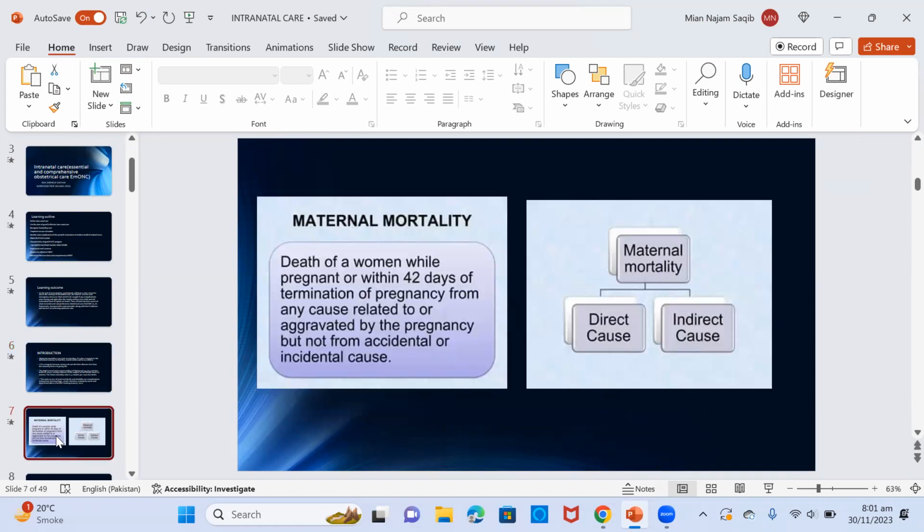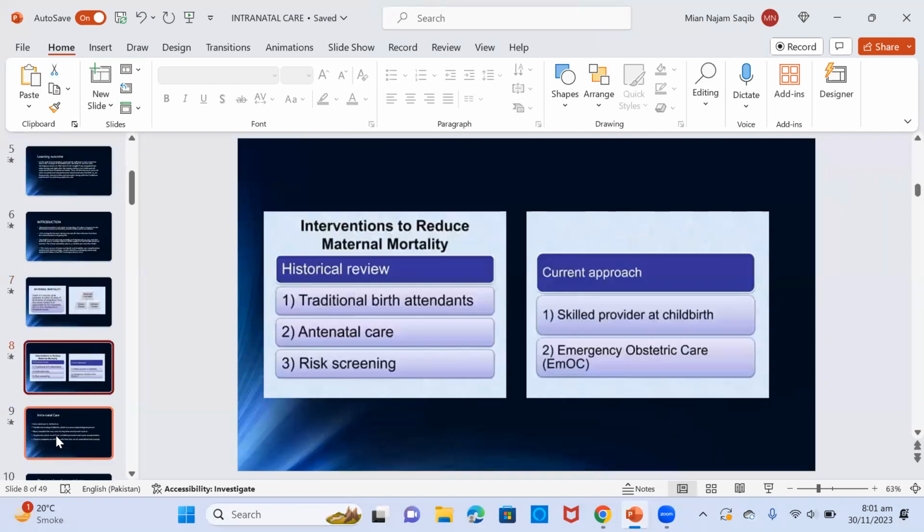What is maternal mortality? This is the death of a woman while pregnant or within 42 days of termination of pregnancy from any cause related to or aggravated by the pregnancy, but not from accidental or incidental causes. These include direct as well as indirect causes. Interventions to reduce maternal mortality historically are thought to be traditional birth attendance, antenatal care, as well as risk screening. Current approach is to provide a skilled provider at childbirth and have emergency obstetric care.